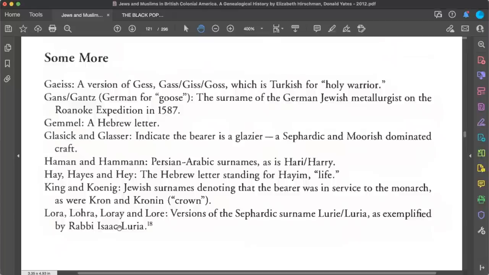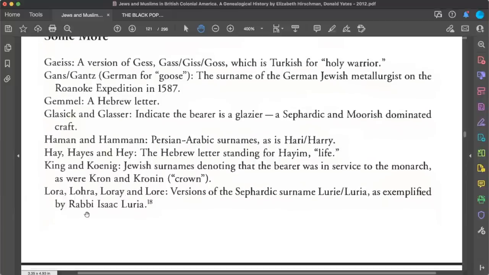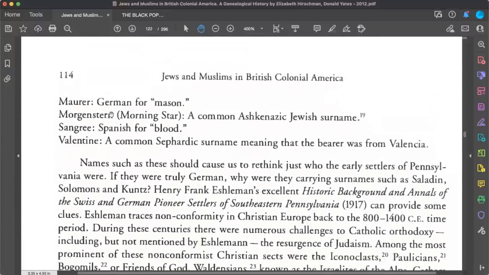The surname of German Jewish metallurgists on their Roanoke expedition in 1587, all right? Gemel, a Hebrew letter. Glasik, Glasser, indicate the bearer is a glazier, a Sephardic and Moorish dominated craft. Haman, Persian, Arabic surnames, as is Hari, Harry, Hay, Hayes, the Hebrew letters standing for Hayim, life, king, and coining, Jewish surnames denoting that the bearer was in service to the monarch, as were Kron and Cronin, crown, Laura, Lore, and Lori, versions of the Sephardic surname Luri or Luria, as exemplified by Rabbi Isaac Luria. Maurer, German for Mason.